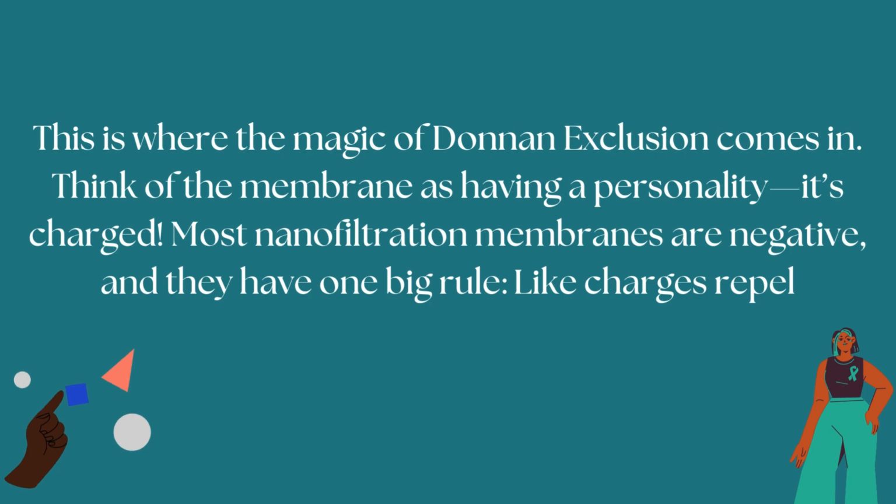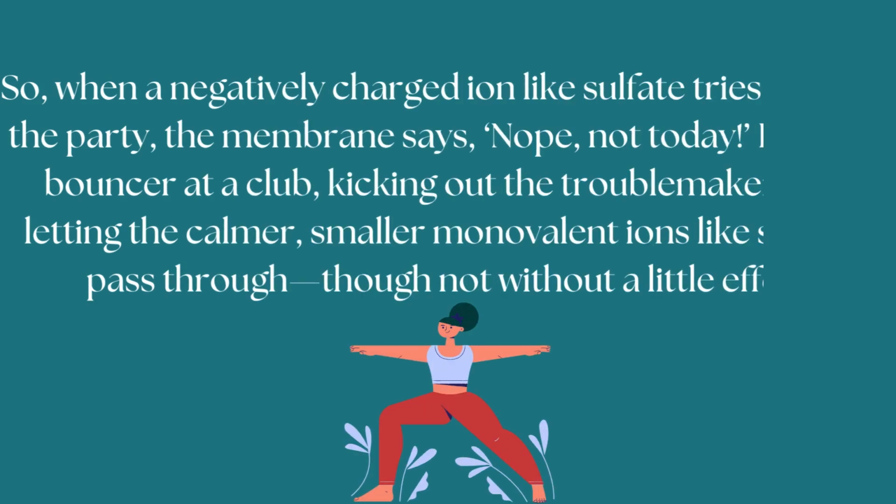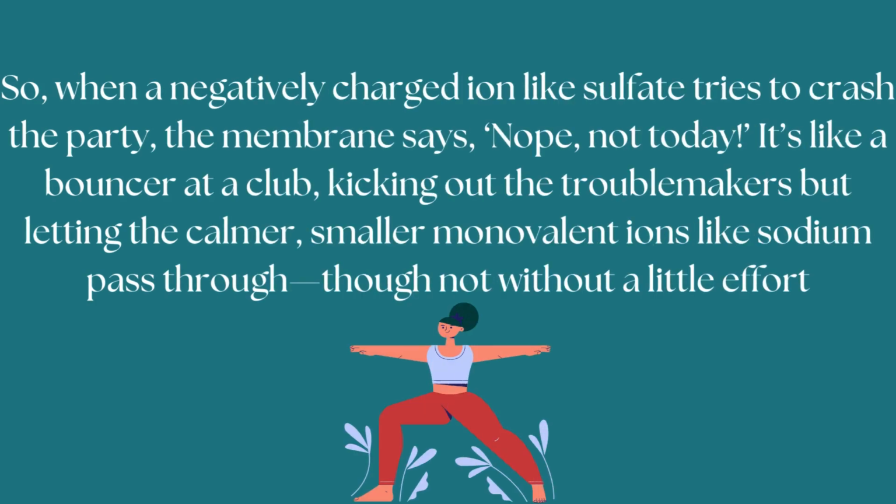Exactly. The Donnan effect is all about how charged particles interact with the membrane's electric field. Since the membrane is negatively charged, it attracts positively charged ions like sodium, but repels other negatively charged ions like sulfates. This electrostatic interaction enhances rejection for multivalent anions and helps balance the ion concentrations on both sides of the membrane. So it's like the membrane is playing favorites with the ions?